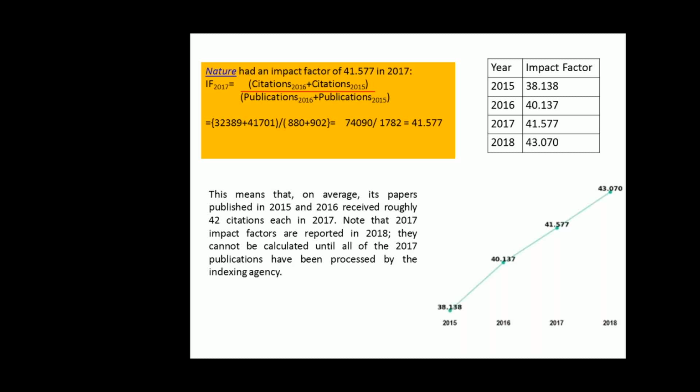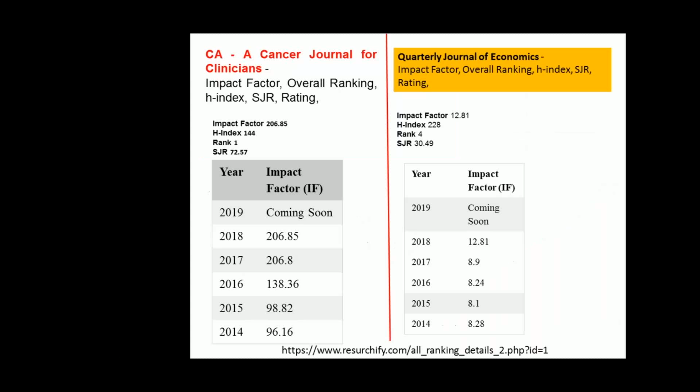Let us take another 2 examples. We know very well the CA, Cancer Journal for Clinicians, has a high impact factor. The impact factor is 206.85. The H index is 144. It is ranked as the first journal in the medical sciences, and SJR is another ranking, which provides 72.57.